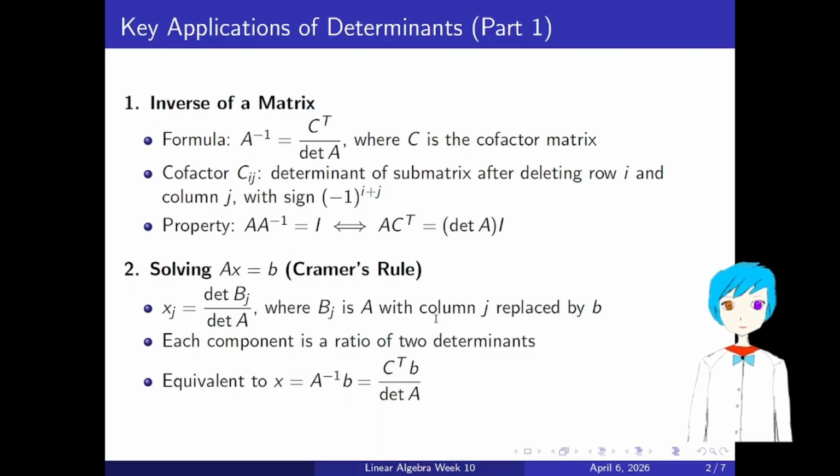Then we can apply the determinant and the cofactor matrix to solve Ax equals b using Cramer's rule. The jth component of the solution, xj, is the determinant of Bj divided by the determinant of A, where Bj is A with column j replaced by b. In this way, we can write down x equals A inverse b, that is C transpose b divided by the determinant of A, and this C transpose b is a vector whose components are the xj.